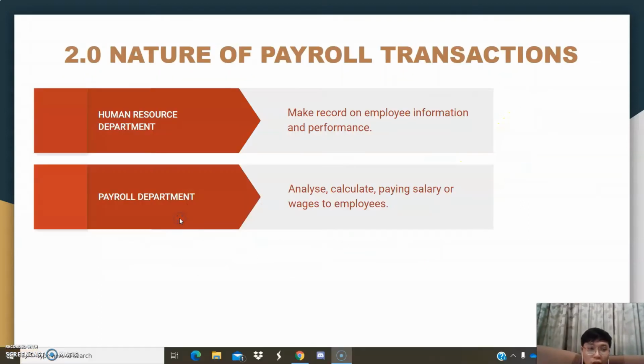Next one, in the responsibility, the Human Resource Department will make records on employee information and performance, whereas the Payroll Department will analyze, calculate, and pay salary or wages to employees. The separation of the functions is aimed to prevent fraudulent payments so that no payments are made to fictitious employees.